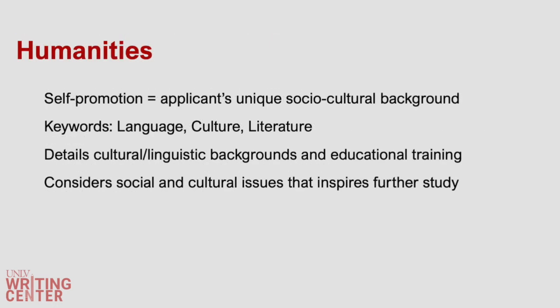For the humanities, which can include art, history, music, and theater, the writer of a statement of purpose often should promote themselves by discussing how their unique sociocultural backgrounds can contribute to their future goals. Also included on this slide is a list of keyword suggestions. As you can see here, the keywords for humanities fields are language, culture, and literature. What this means is that the selection committee is going to be looking for these keywords as the writer details their cultural and linguistic backgrounds and explains how their education and training provides research skills and inspiration.